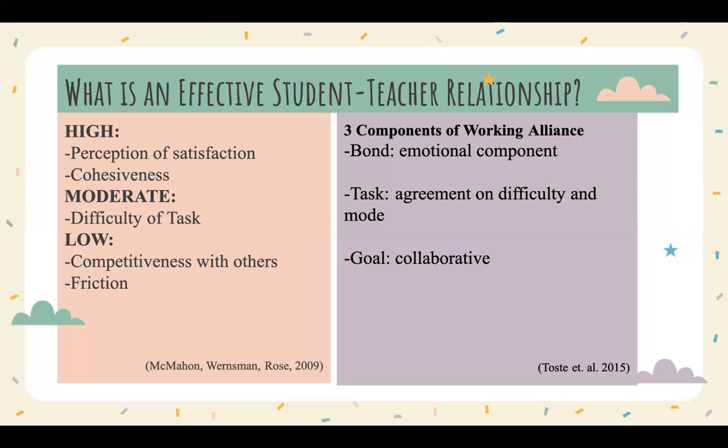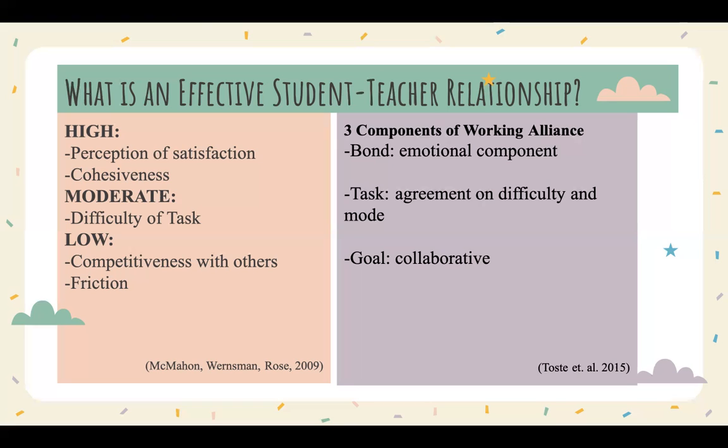After those dimensions, we have 3 components of a working alliance. A working alliance is something that was originally talked about more in a corporate workplace and then was later applied to a classroom because it's the idea that you want a professional but collaborative and positive relationship with your students. There are 3 components of a working alliance: bond, task, and goal.